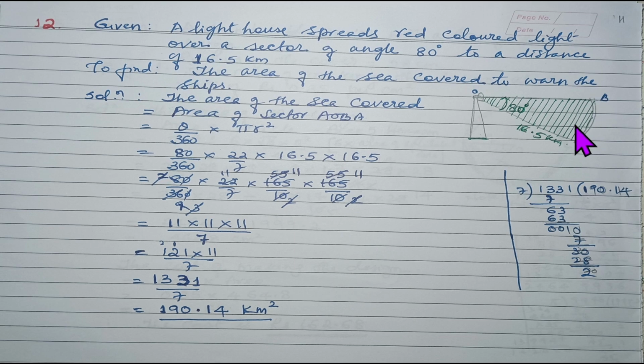That means we have to find the area of the sector AOBA again. The area of the sector AOBA is equal to theta by 360, that is 80 by 360 into pi r square, where pi is 22 upon 7 and r is 16.5 kilometers, that is 16.5 into 16.5. Simplification of that will give us 11 into 11 into 11 by 7. I think you can go for the simplification yourself very easily, and we get 121 into 11 by 7, or 1331 by 7, or it is 190.14 kilometers square. Either you can keep it as 1331 by 7 kilometers square, or divide it further to get 190.14 kilometers square. Okay, learn that.